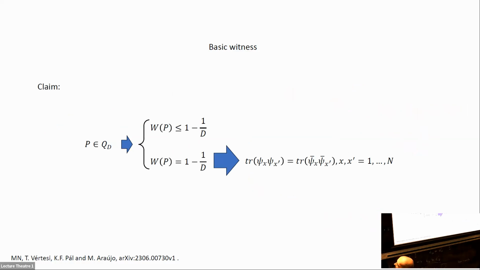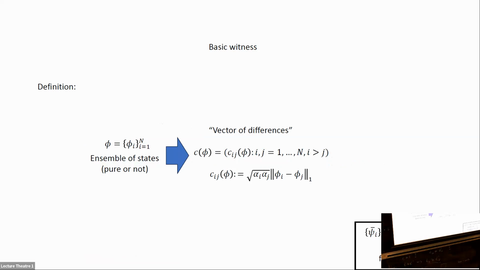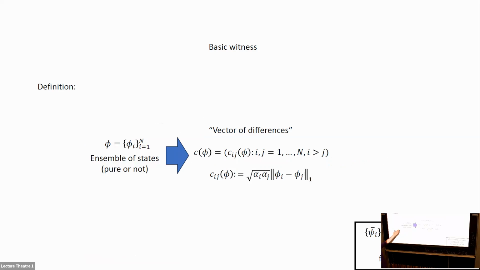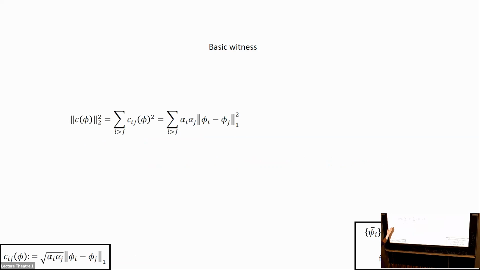Okay, so I claim that the maximum value of this witness for d-dimensional systems is 1 minus 1 over d. And also that if you saturate the bound, then the overlaps of the states that you prepared are equal to the overlaps of the reference states. So we're going to see why this is the case. So the first thing is to make what you call a vector of differences, right? You get any ensemble of pure states, and then using these positive numbers, you create this vector. And I'm going to give an upper bound on the norm of this vector if these states are actually d-dimensional.